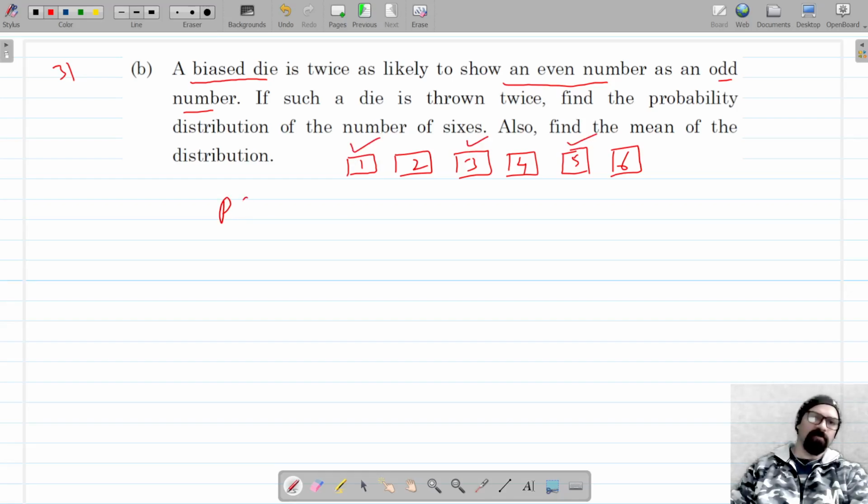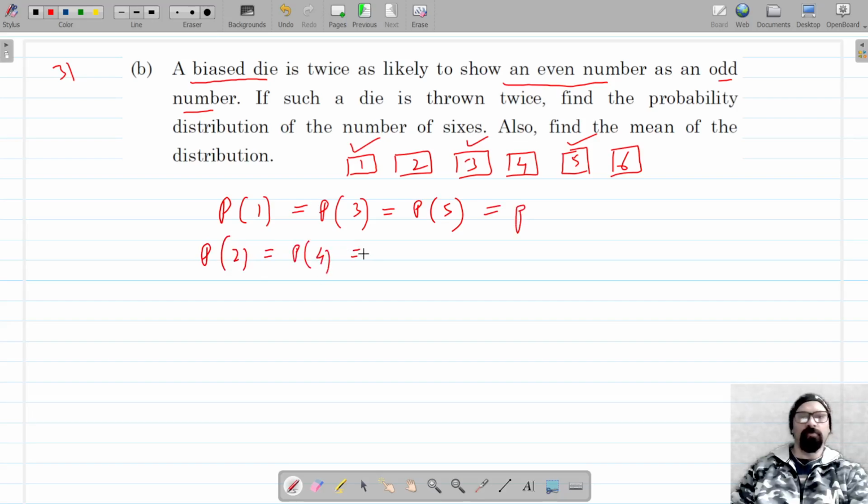So let's say the probability of getting an odd number, that is, the probability of getting 1, or 3, or 5, is P. Then the even numbers are 2, 4, and 6. The probability of getting these even numbers is twice the probability of getting the odd numbers. So this is 2P. This is why it's called a biased die.